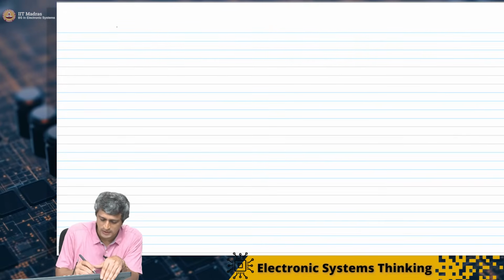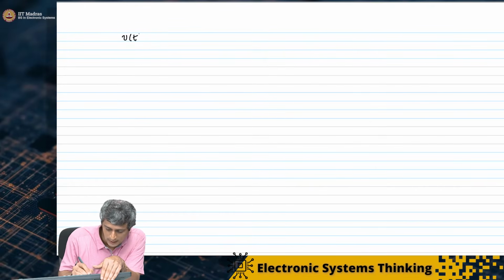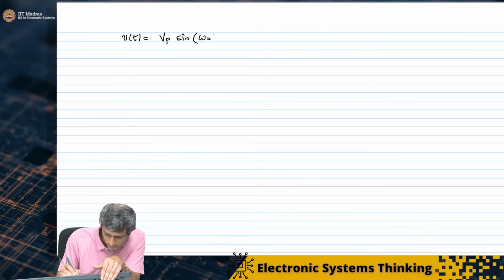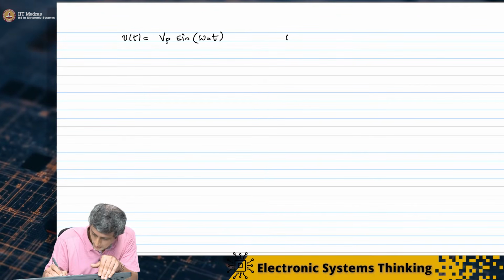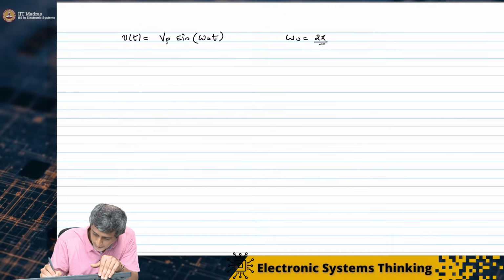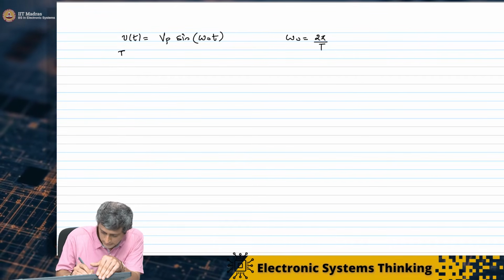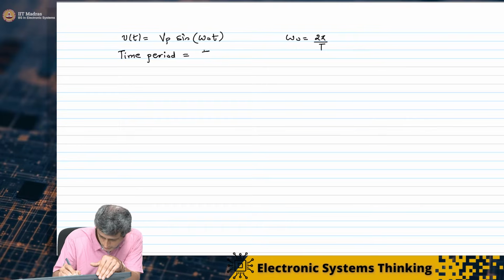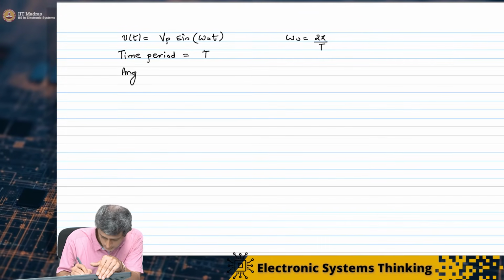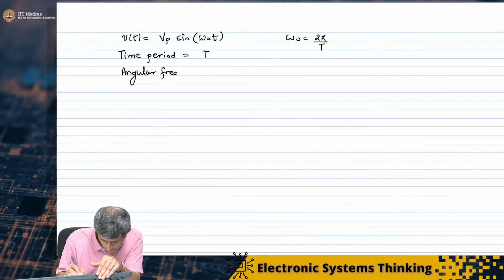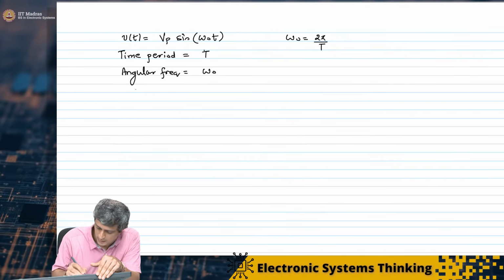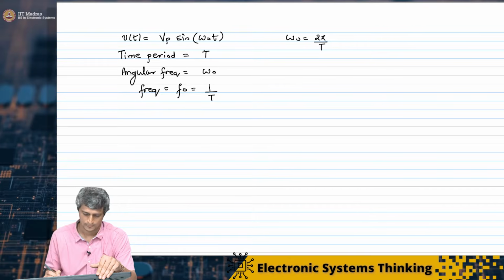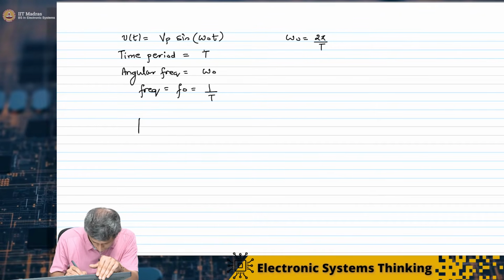Okay, now how does this wave look if I am going to now look at Vp sine of omega naught t, where omega naught is now 2 pi by T. So this is a wave with a time period equal to T, of angular frequency equal to omega naught, and your frequency f naught is simply going to be 1 by T.